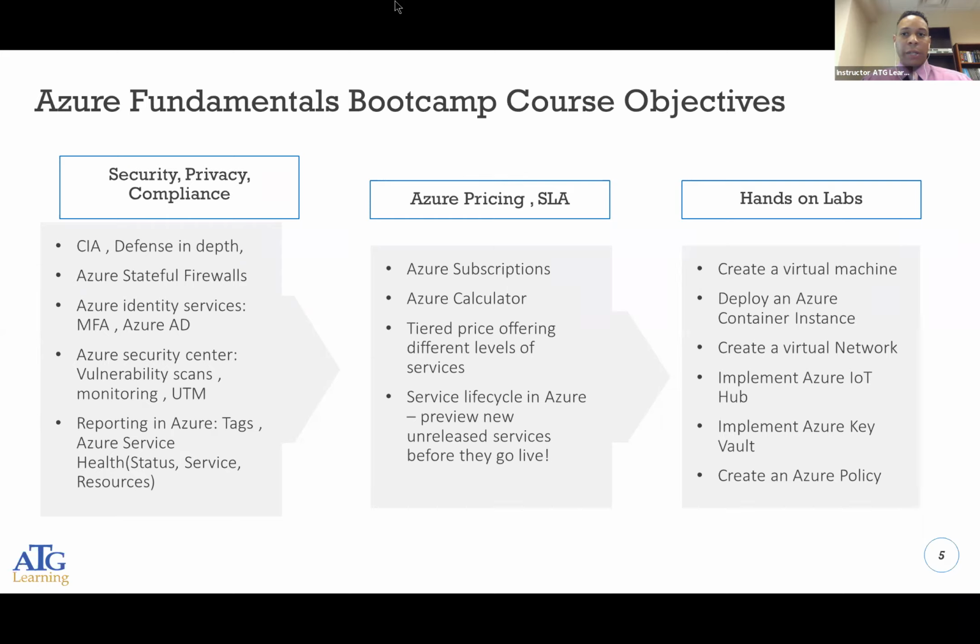Good question. Any other questions? Yes, the labs do emulate the portal. You'll actually connect to portal.azure.com and be able to simulate what it would actually be like. It looks exactly the same.